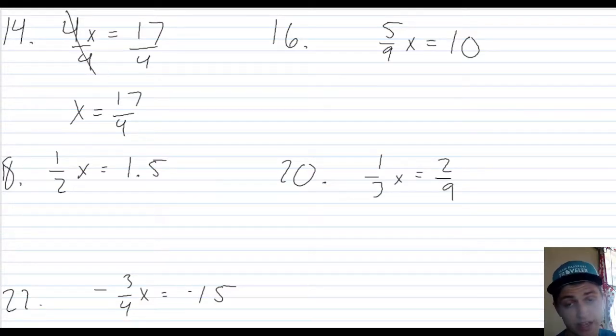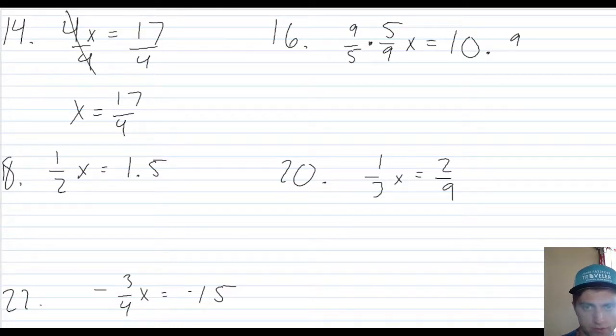5/9 times x equals 10. How do we undo multiplication by 5/9? We can multiply by the reciprocal, so that would be 9/5. What we do to one side, we do to the other. 9/5. Cancel, cancel, cancel, cancel. We're left with x. And what's happening over here?